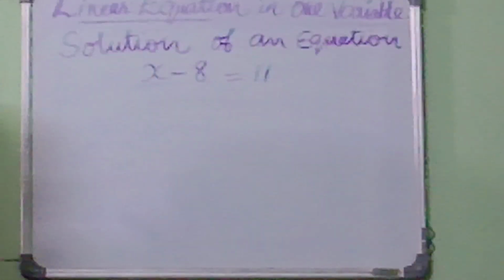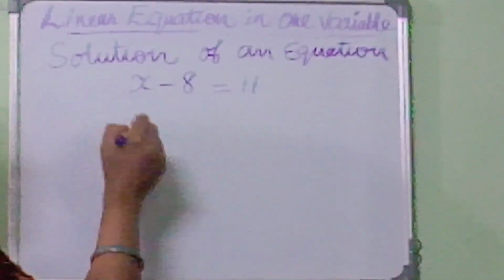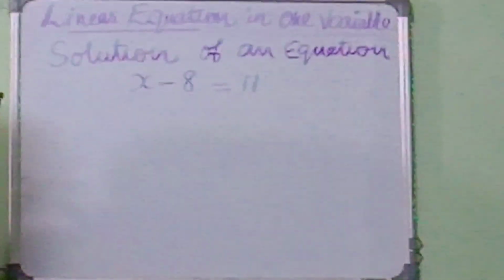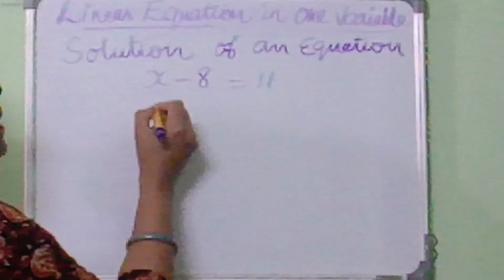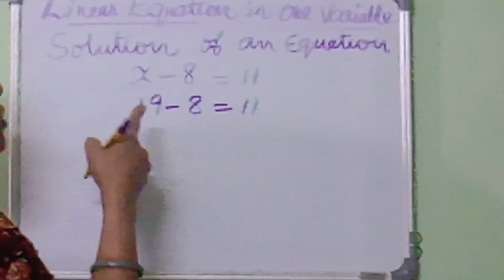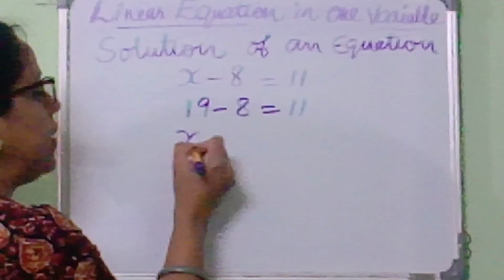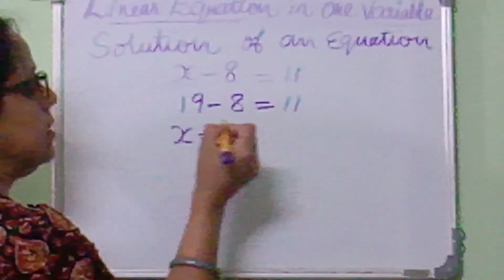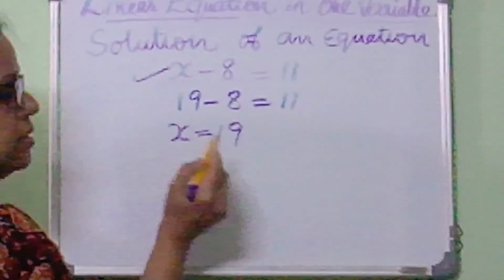Now we are going to discuss what a solution of an equation is. Here is our linear equation x minus 8 equal to 11. The value that satisfies this equation is known as the solution of the equation. We can see 19 minus 8 is equal to 11. So the value 19 satisfies the equation. So the value of x should be 19. x equal to 19 is the solution of this equation.